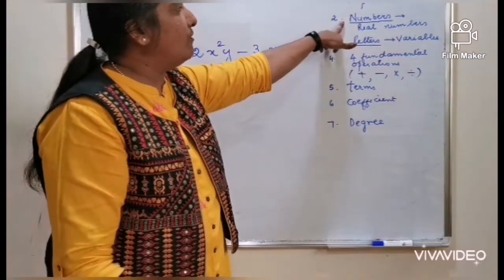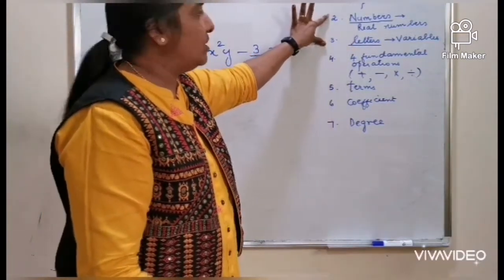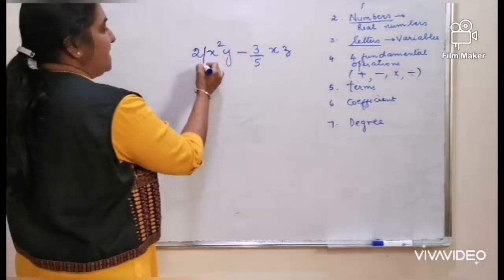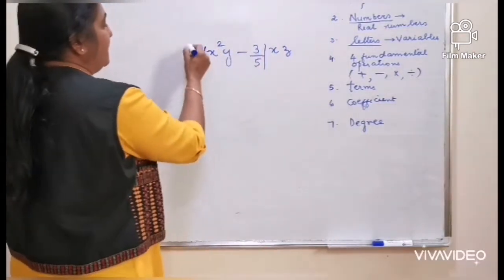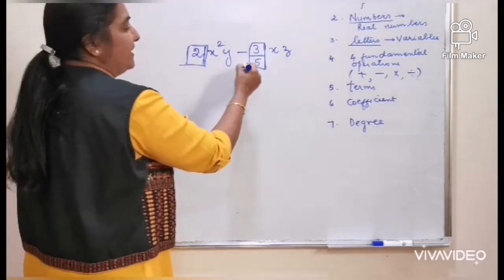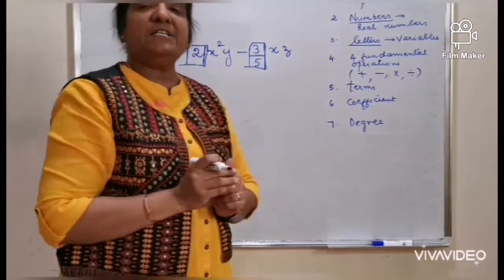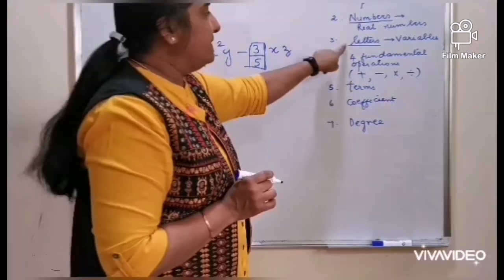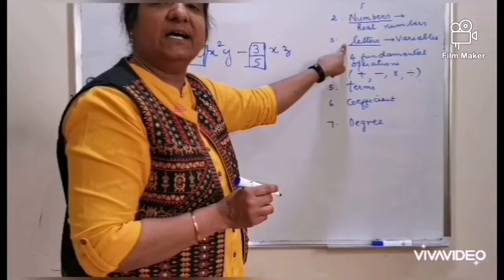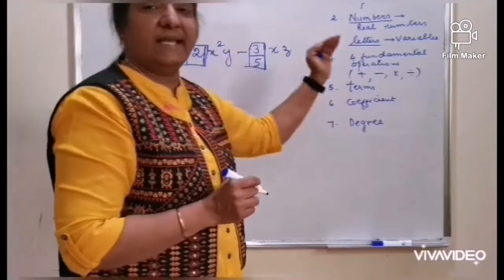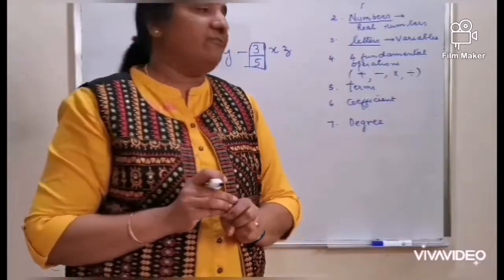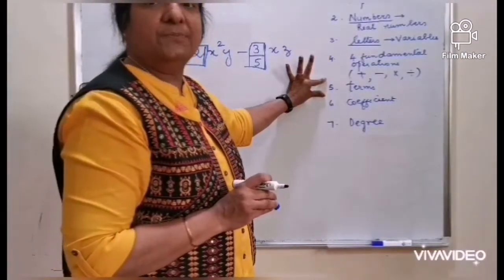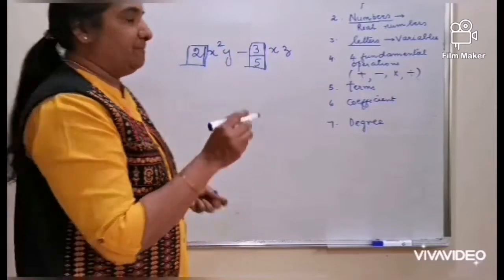What are these terminologies, numbers and letters? The numbers we are using here, 2, 3 by 5, can be any real numbers. The letters usually we consider are x, y, z, etc. in the English alphabet. Now, what is the meaning of terms of an algebraic expression?